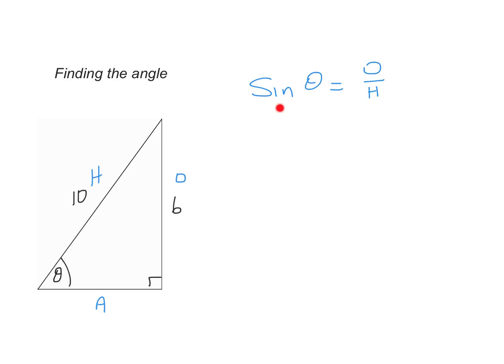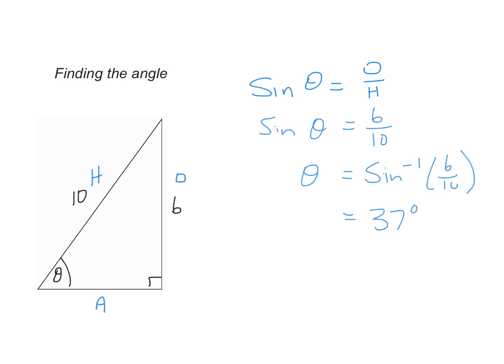Right, well, hopefully you recognize that you need to use the sine rule, so opposite over the hypotenuse. So the sine of the angle equals 6/10, and obviously we need to find the angle by itself, so the angle equals the inverse of sine of 6/10. If we put that into our calculator, we should end up with 37 degrees. Therefore, this angle over here, which is what we're looking for, must equal 37 degrees.